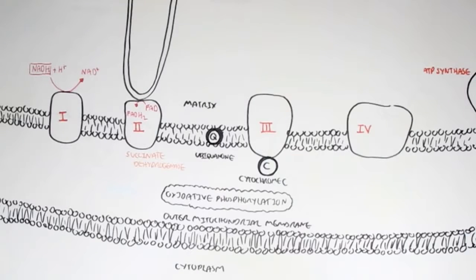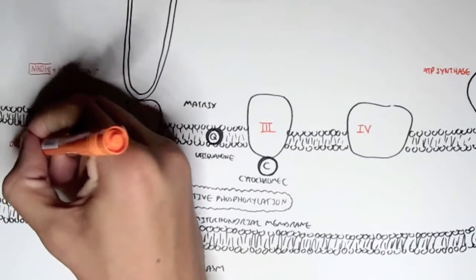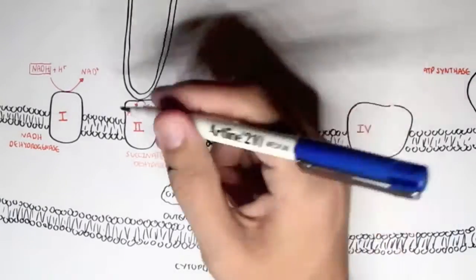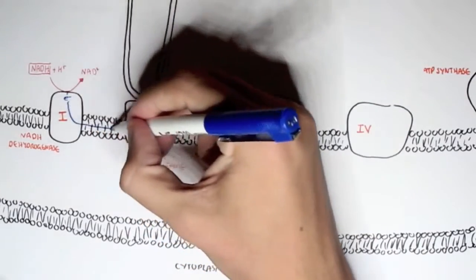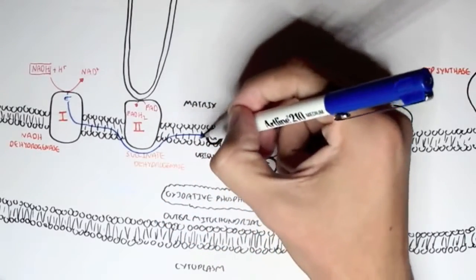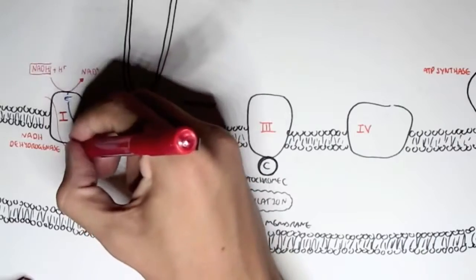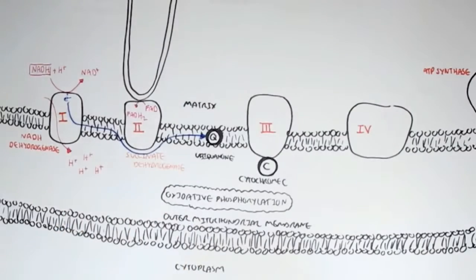Complex 1 will oxidize NADH to form NAD, and therefore complex 1 is actually known as NADH dehydrogenase. During this process, the electrons will be obtained from the oxidation of NADH, and the electrons will be passed on to ubiquinone. And also during this process, hydrogen ions are pumped from the matrix into the intermembrane space, 4 to be specific.